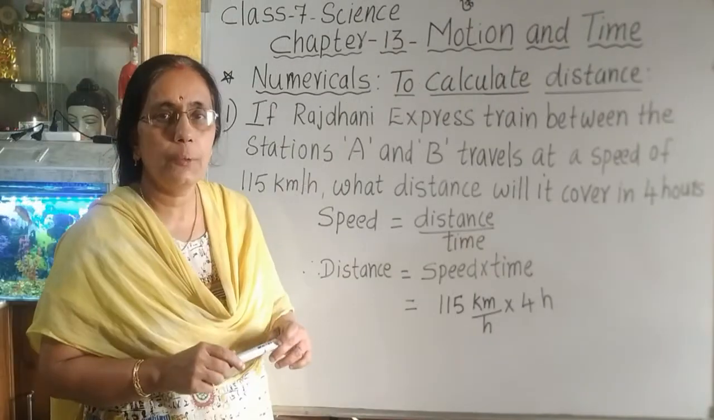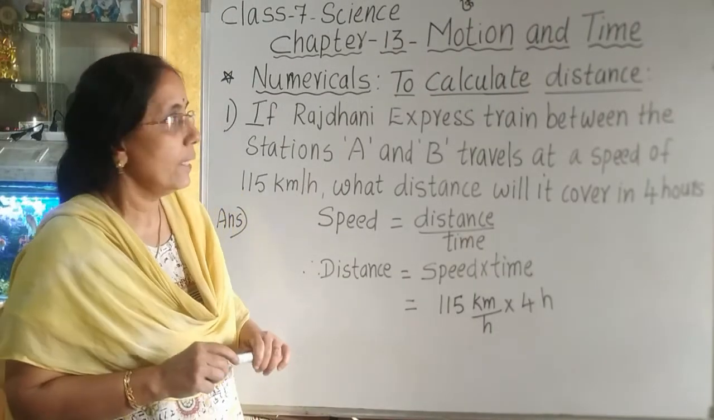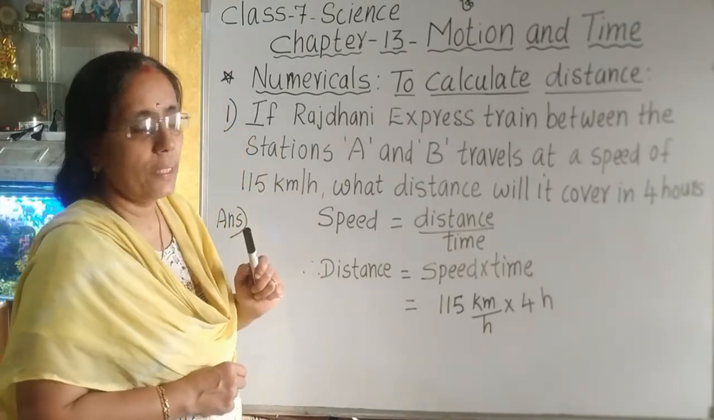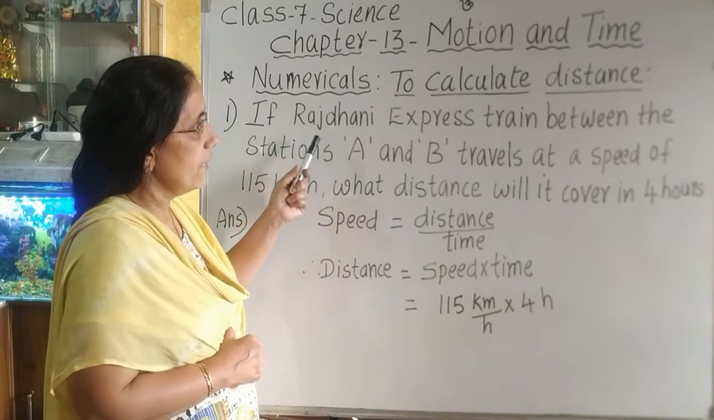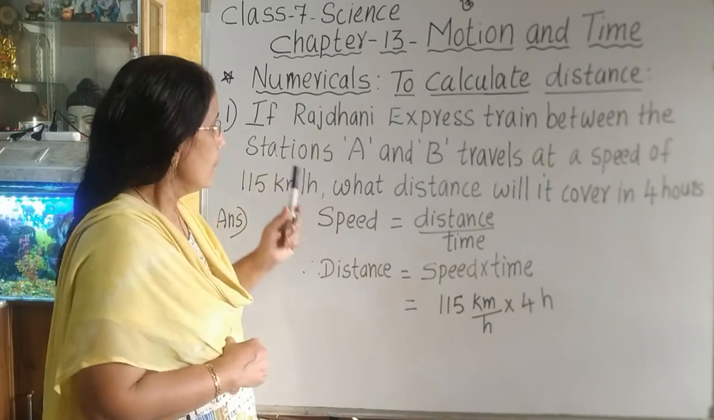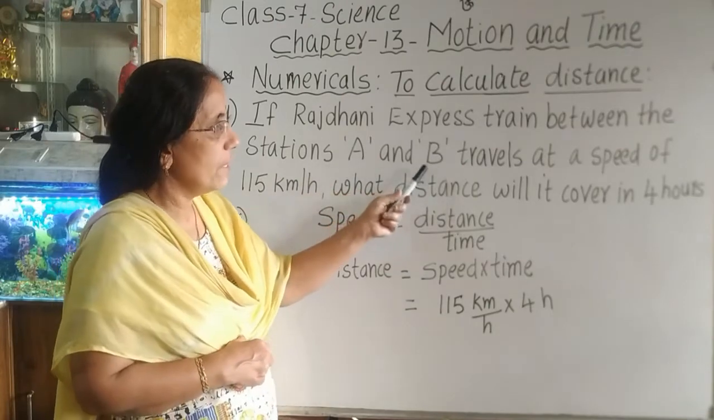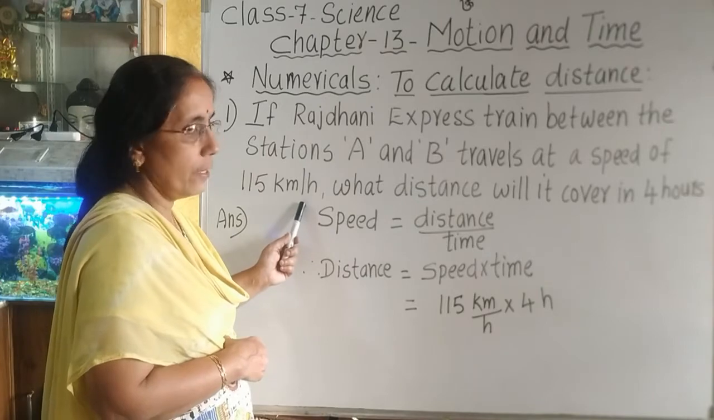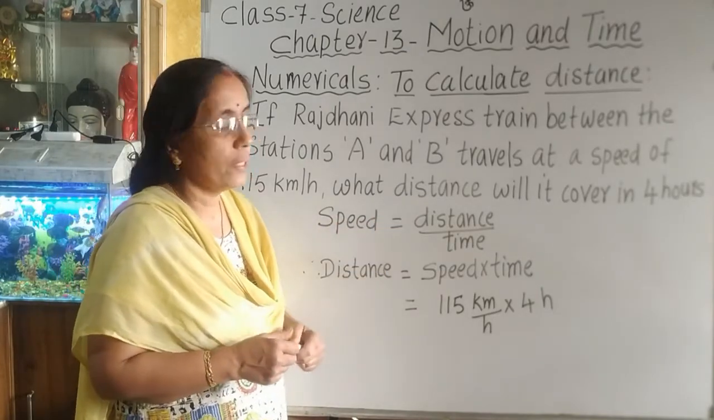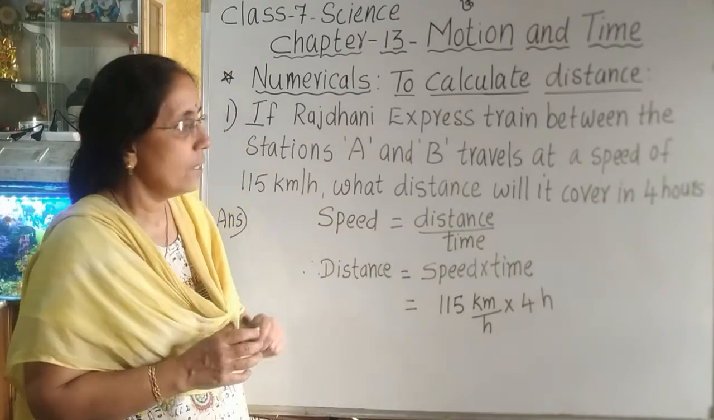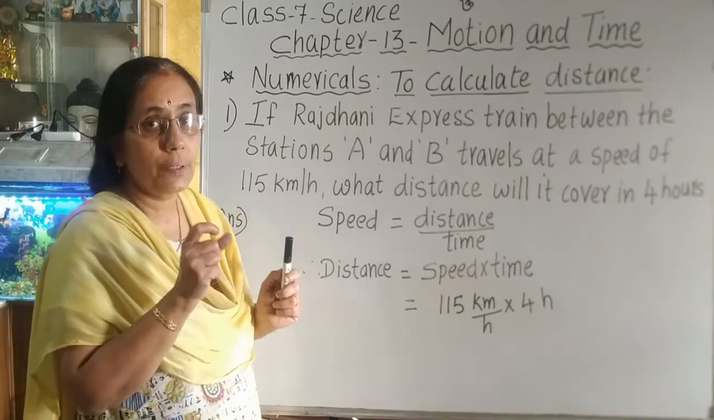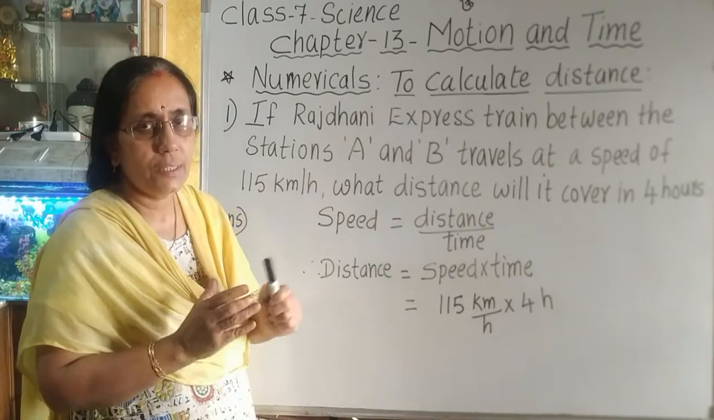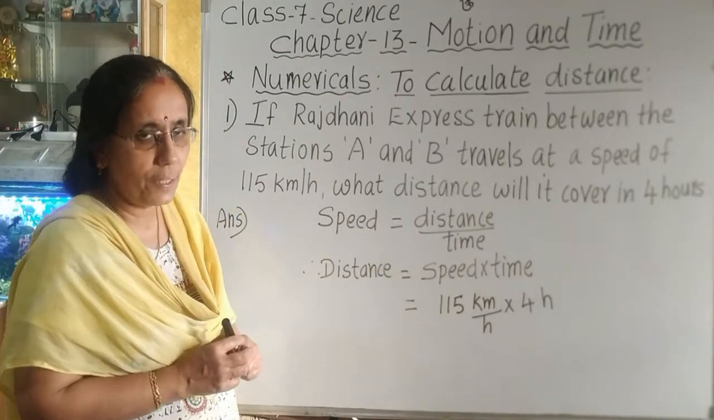Now let us see how to calculate the distance travelled if speed and time are known. So here let us take one example. If Rajdhani Express train between two stations, that is A and B, travels at a speed of 115 km per hour, what distance will it cover in 4 hours? So what is the question? Rajdhani Express travels at a speed of 115 km per hour for 4 hours. What is the total distance covered by the train?